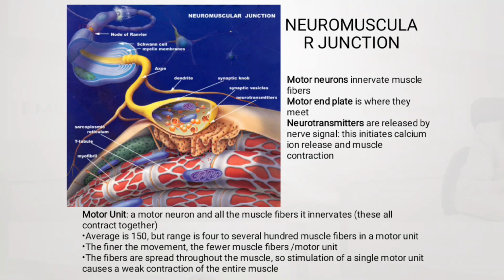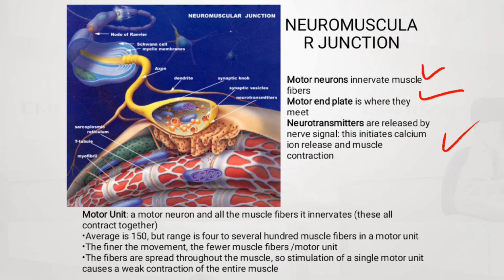Okay, so let's continue from where we ended. The neuromuscular junction, as we talked about previously: we have the motor neurons which innervate muscle fibers, and the motor end plate where they meet, and the neurotransmitters which are released by the nerve signals, which initiate the calcium ion release and muscle contraction. Then we have the motor unit, which is the motor neuron and all muscle fibers that it innervates. So these all contract together.